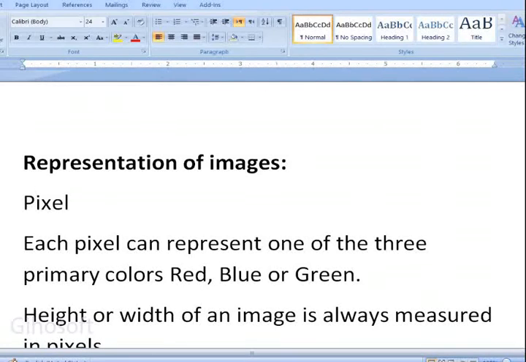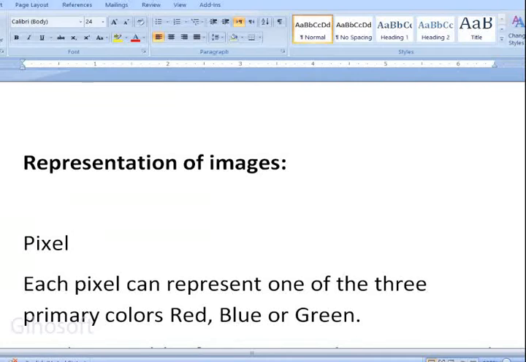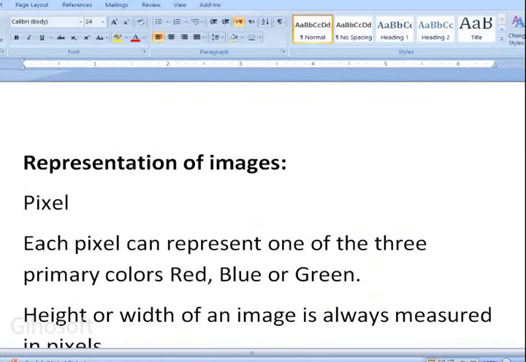Okay, so now what you need to understand first is how images are formed. Images are formed with the help of millions of tiny dots, which are known as pixels, as you can see here on the screen, and each pixel can represent one of the three primary colors, red, blue or green, or a combination of all three colors in order to represent different shades of different colors. And the height or width of an image is always measured in pixels.